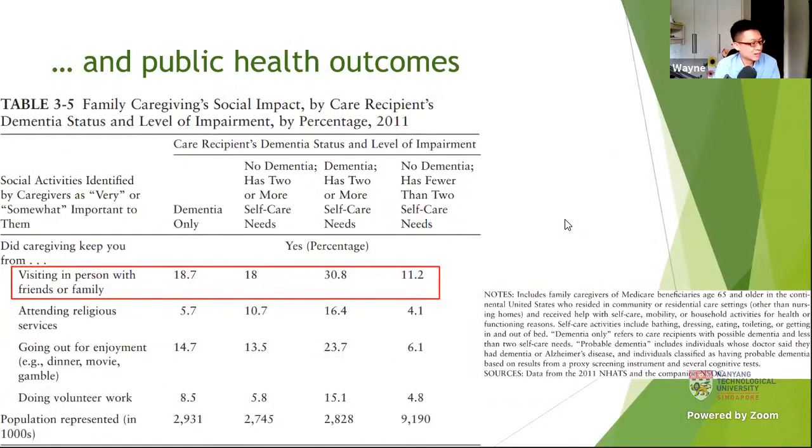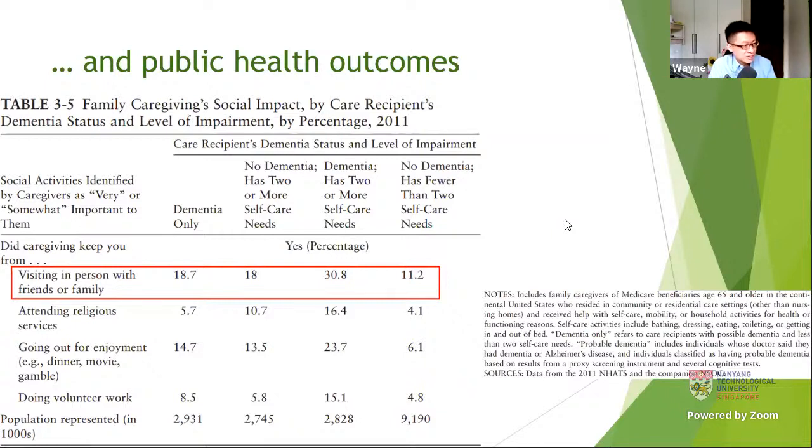Now, caregiving also will have public health outcomes. Right. I think I showed this earlier, but if I can ask you to focus on the red box, right? So once again, dementia only on the first column, no dementia and fewer than 2 self-care needs on the right box. The question is, did caregiving keep you from visiting in person with friends or family? That means the question is really asking the caregiver whether you have less time with your friends or family due to caregiving, right? So you can see the marked difference between the last column and the second last, right?